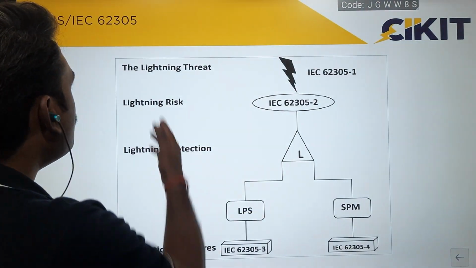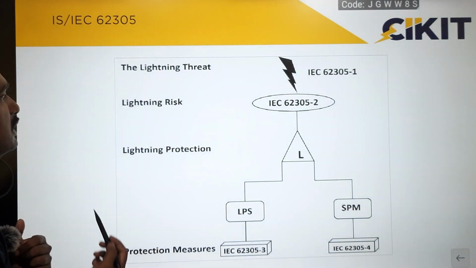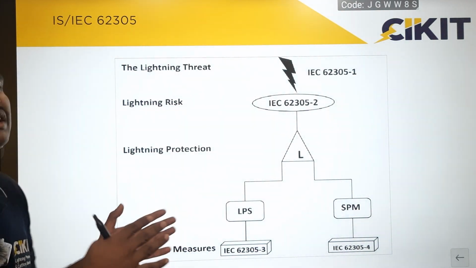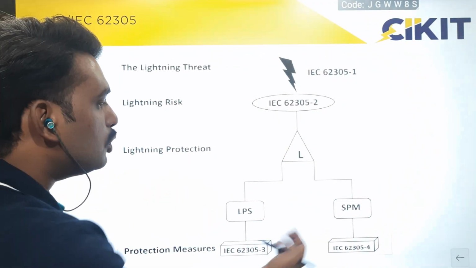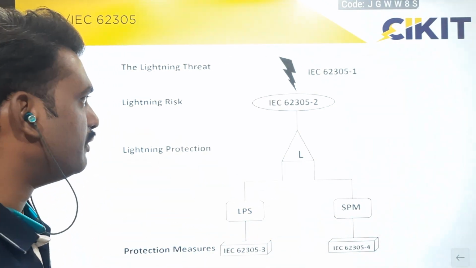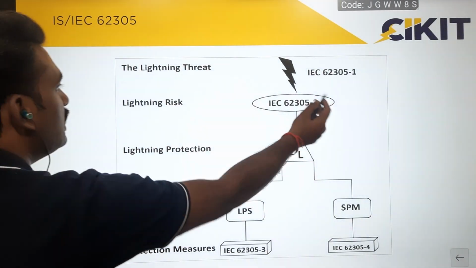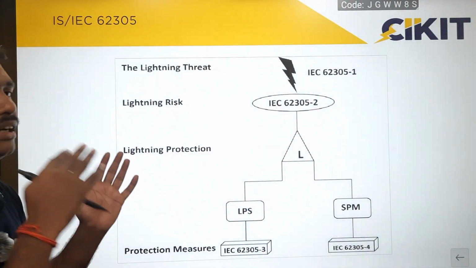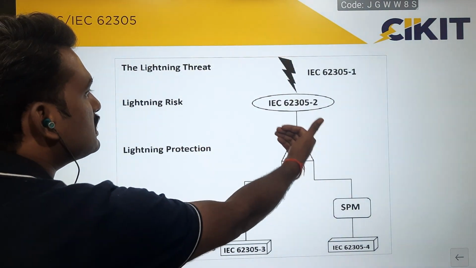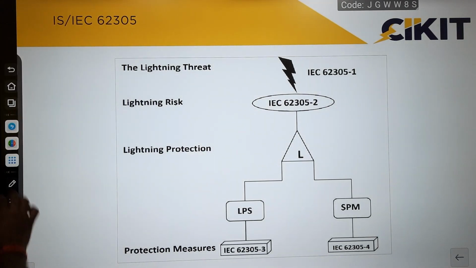For this, we are following the standard 62305. In 62305, the second part explains the risk assessment calculations, the third part explains the external lightning protection system design, and the fourth part explains the design of the internal lightning protection system, which is the surge protection devices. In this presentation, we are mainly concentrating on 62305 part 2, that is, risk assessment calculations for the lightning protection system. Based on the risk assessment only, we will be performing the design of the lightning protection system.